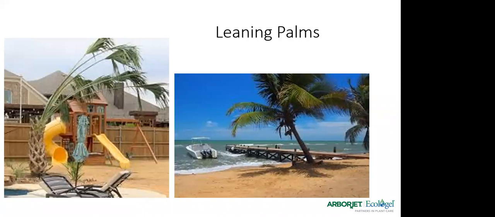When I talk about a leaning palm, I mean when you look at the crown, the top of the palm, the new growth, you see it lean. And when it's leaning like that, it is almost always, 99% of the time, a nutrient deficiency. And you can actually give them the nutrients and they will start growing straight again.